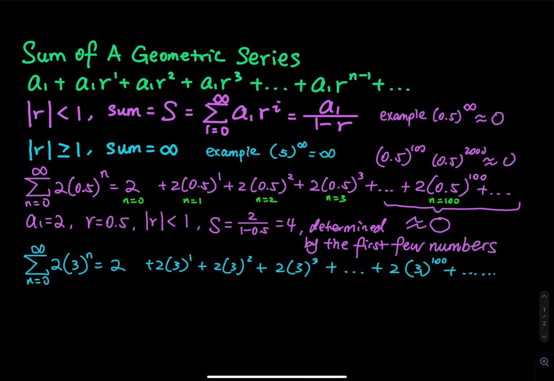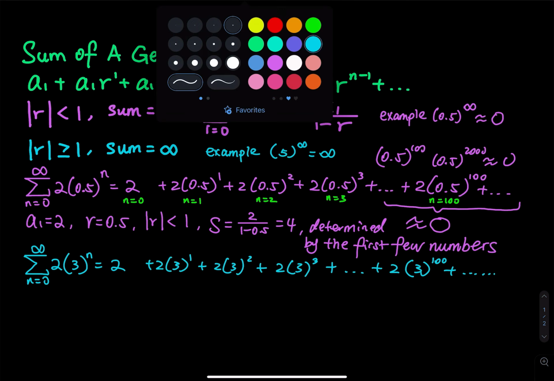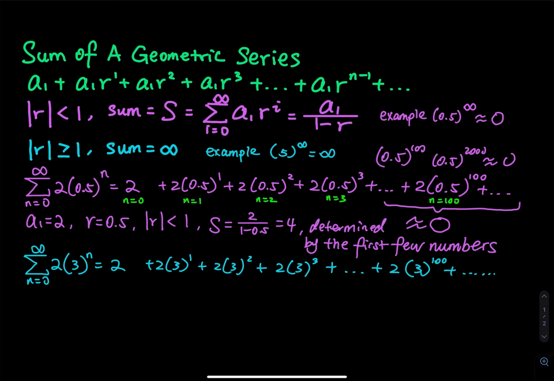How about the blue one? The blue one, the only difference is I changed the common ratio to a 3. So you have n equals 0, n equals 1, n equals 2, n equals 3, and then as you move on, you have n equals 100.